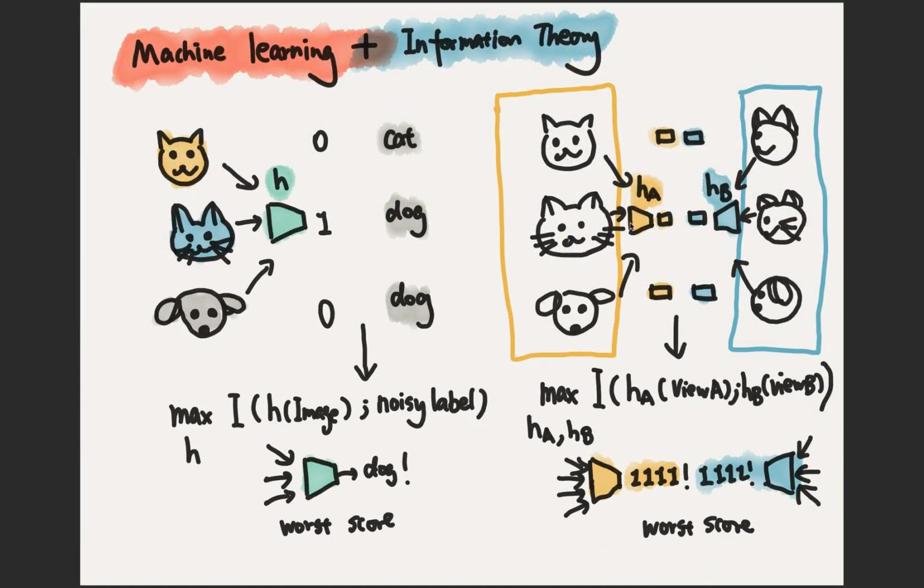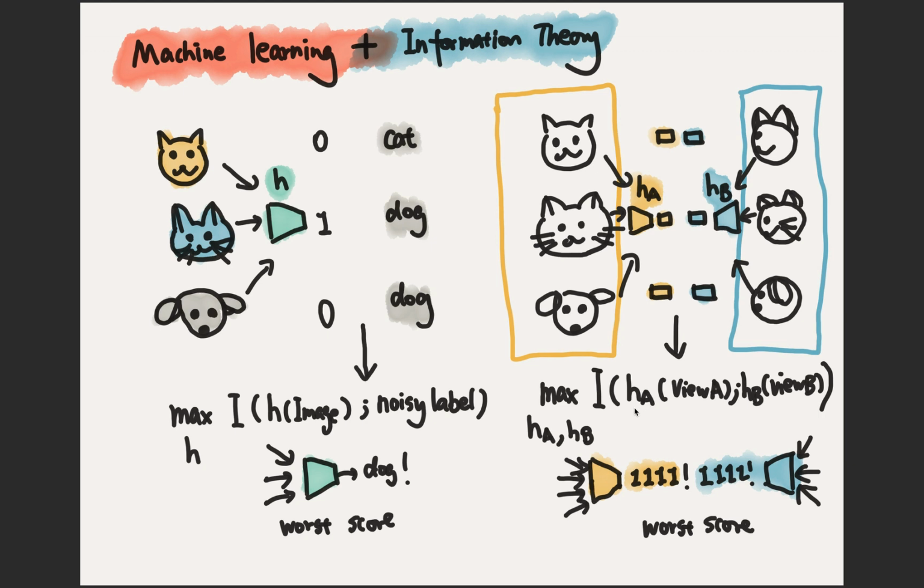And why can information theory help? One conceptual idea is that we can change the optimization goal. In the noisy label learning setting, we want to maximize the mutual information between the output of the classifier and the noisy labels. And in this case, if the classifier is meaningless and always reports dog, it contains no information, and it has no mutual information with the noisy label, and it will not be selected in our training process.